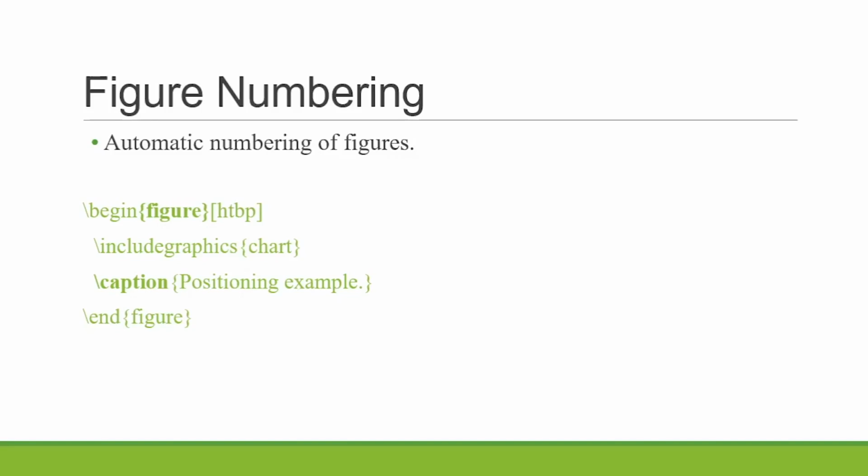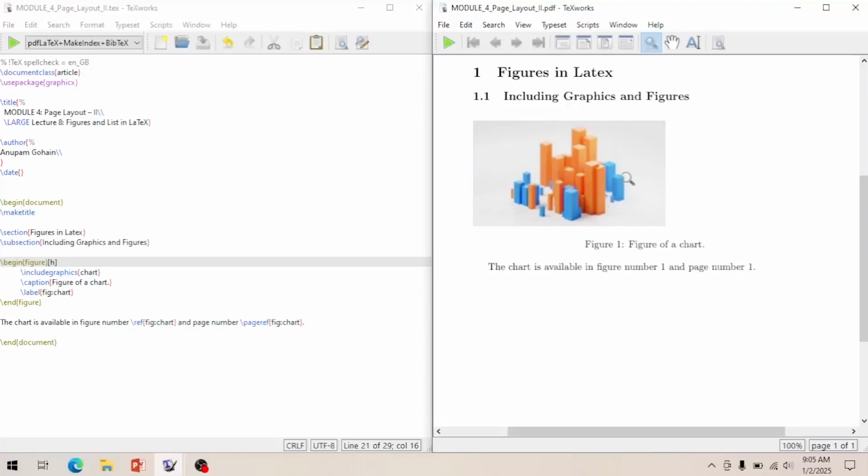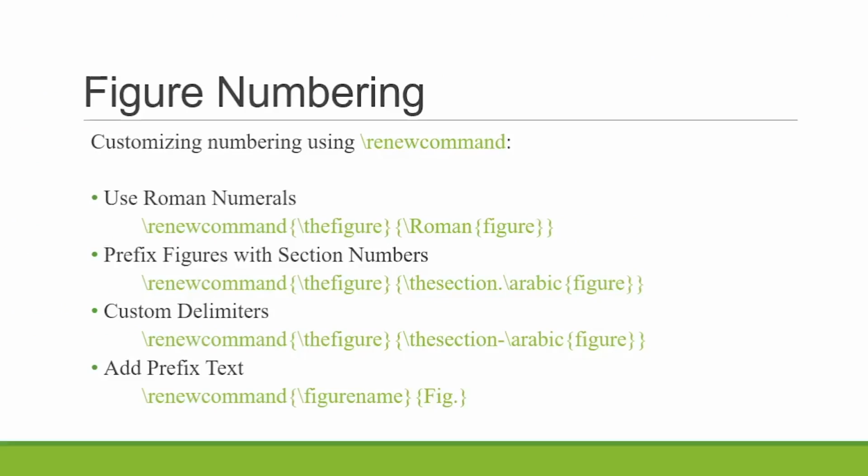The numbering follows the sequence of appearance in the document and updates dynamically if figures are added, removed, or rearranged. As you can see, this figure was our first figure, hence it was numbered as figure number 1. For figure numbering, we can customize the numbering using the \renewcommand command.